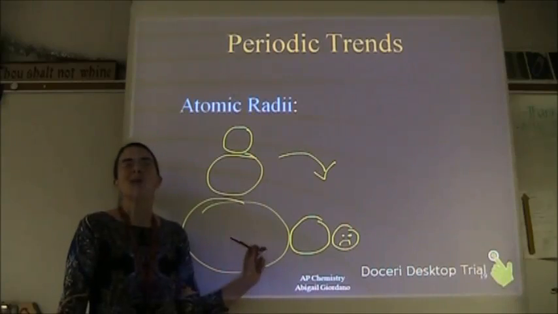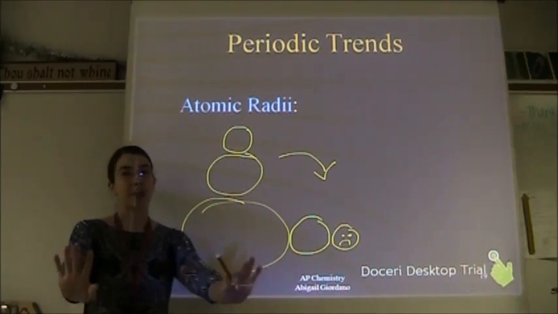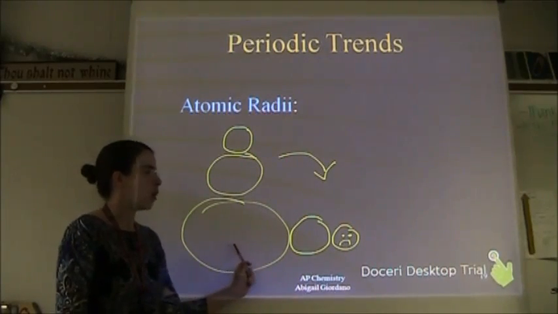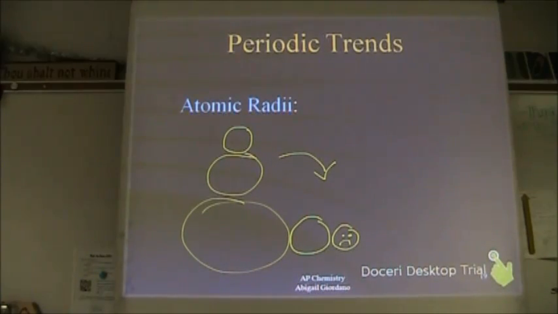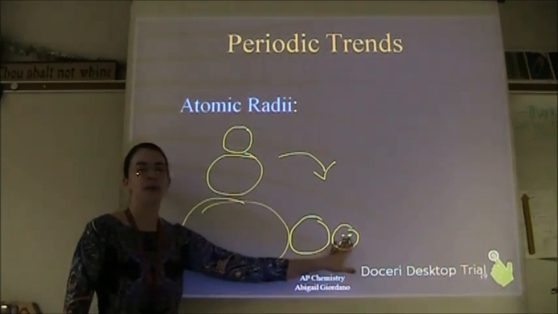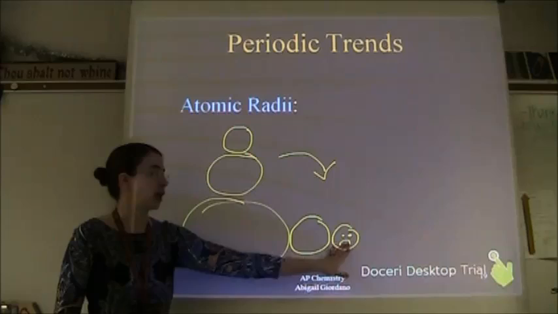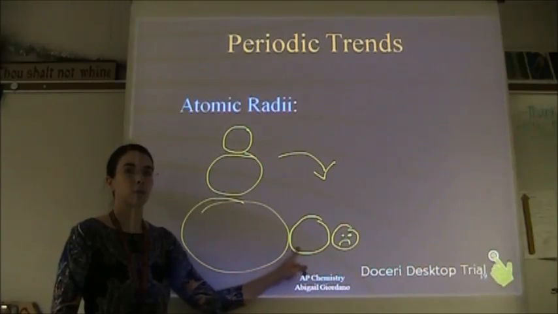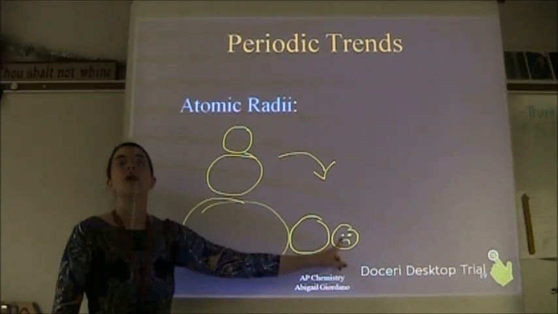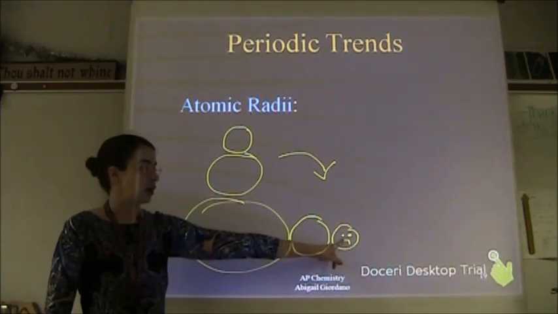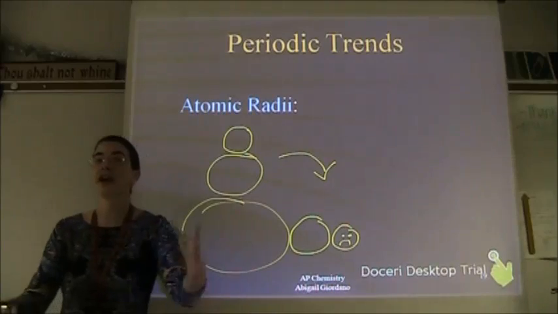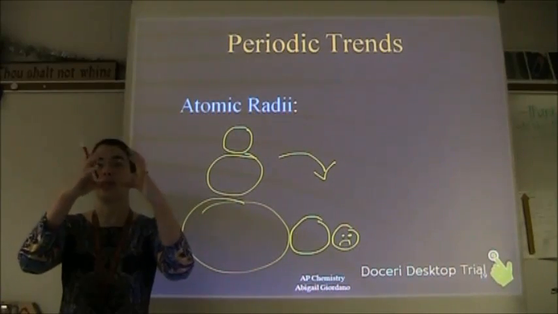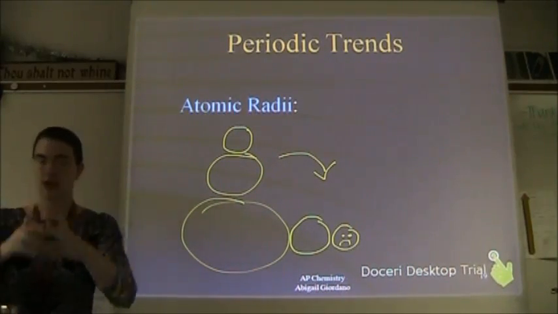Okay. Why, use AP Chem terms, please, from left to right does atomic radius decrease? This is a two-part answer. Although they have the same number of energy levels, the number of protons is increasing, which causes the effective nuclear charge to also increase. Okay, very good.